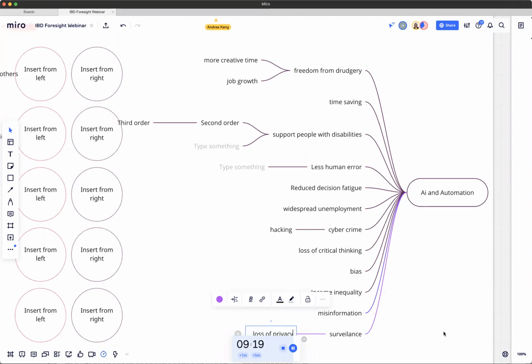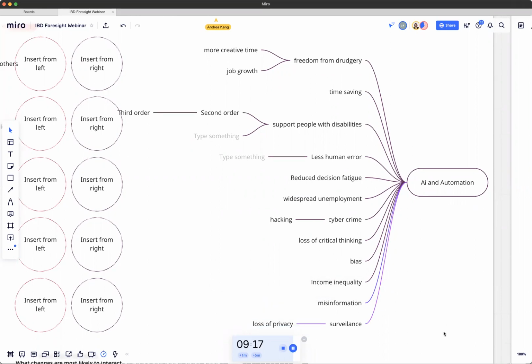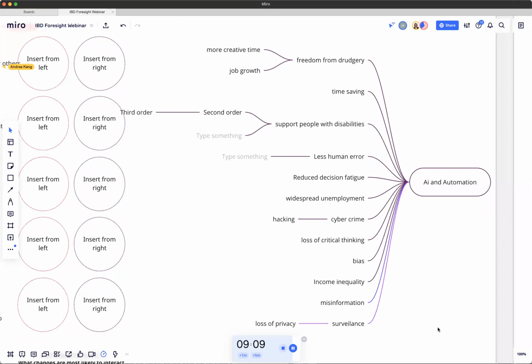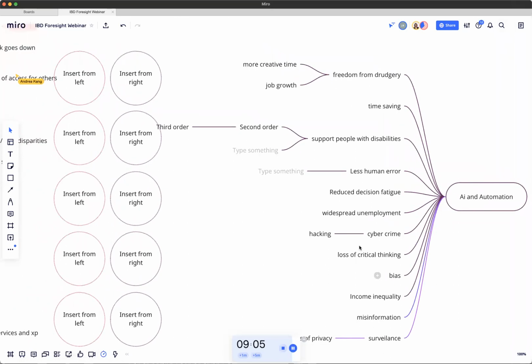Okay. Let's think about... So that was great. Obviously, we could keep going, but we're not. We're going to stop just because we need to get to second orders. So let's go back to the top then.